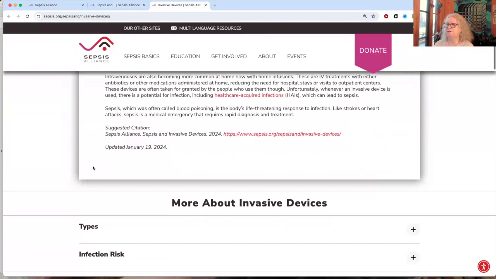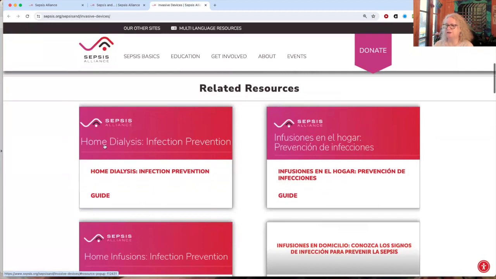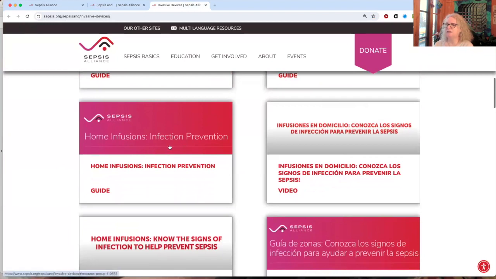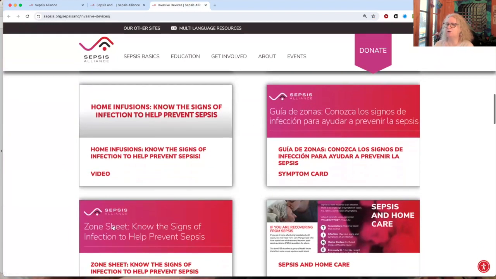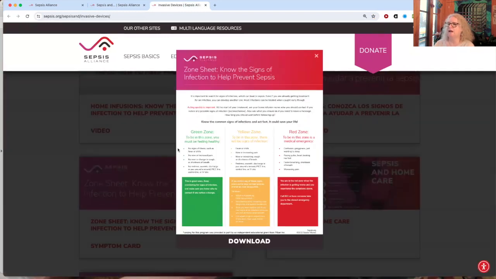There's some patient information there. And here you will find home dialysis, infection prevention, and the Spanish version. Home infusions, infection prevention, and the Spanish version, and a little bit lower, the zone sheet. You'll see you can also access the video here as well. So let's start with the zone sheet. If you click on it, you will see a preview, and you have to download it to your own computer.